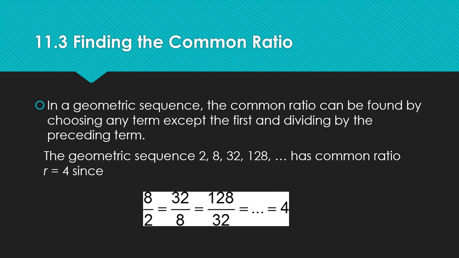In a geometric sequence, the common ratio can be found by choosing any term except the first and dividing by the preceding term. You obviously can't do that with the first because there's no term before it. The geometric sequence 2, 8, 32, and 128 has a common ratio of 4 because 8 over 2 is 4, 32 over 8 is 4, 128 over 32 is 4.